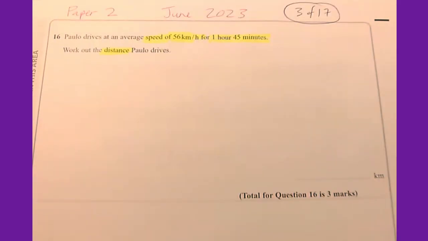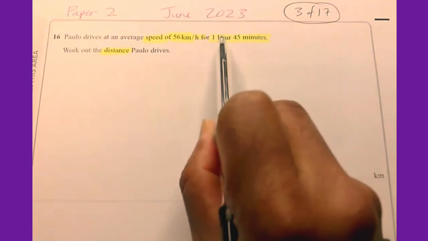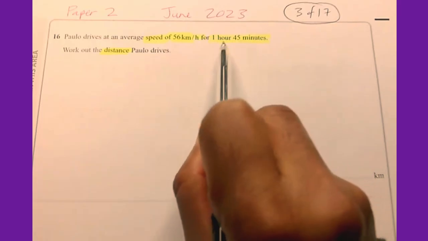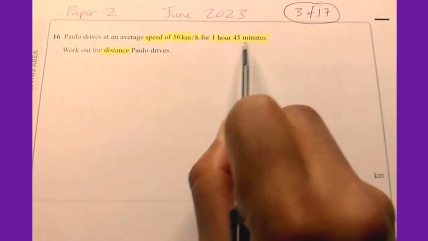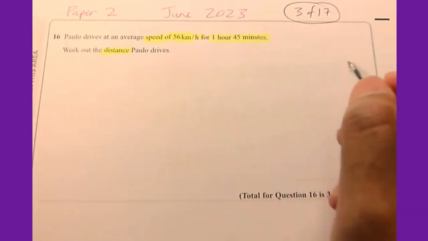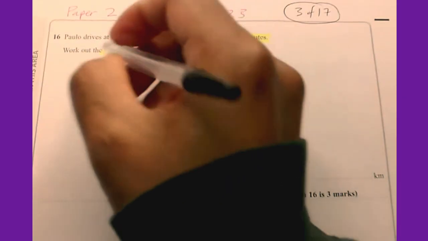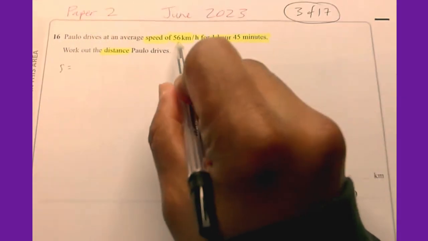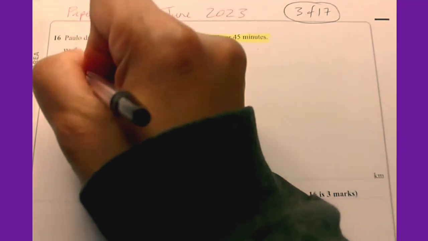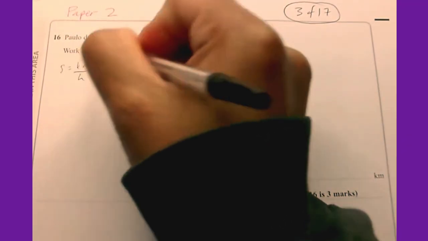So what I'm noticing here for this question is I've got 56 kilometers per hour and I've got 1 hour 45 minutes. So here, my units are different. So I need to be careful about that. I need to be careful on how I do this. So again, memorize the formula. Speed equals distance divided by time.